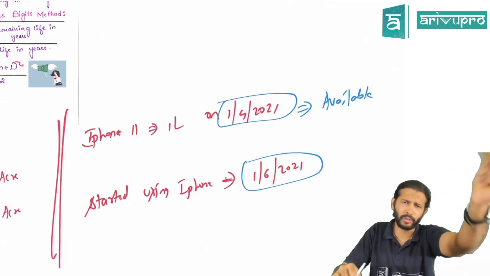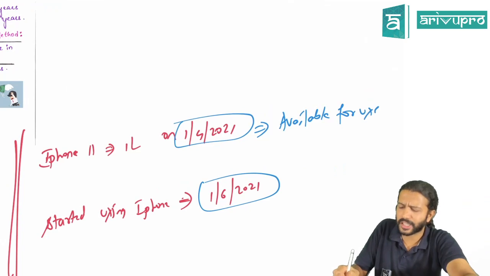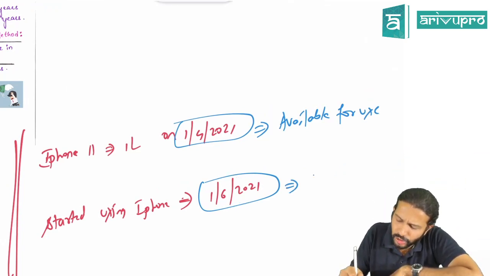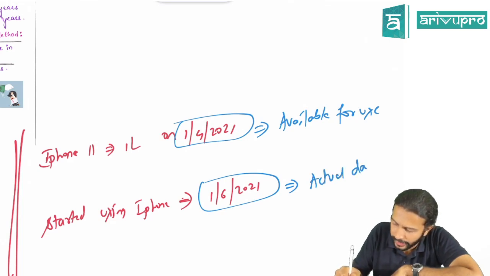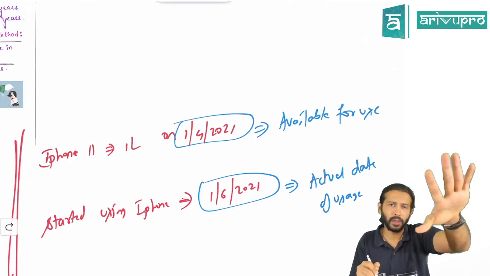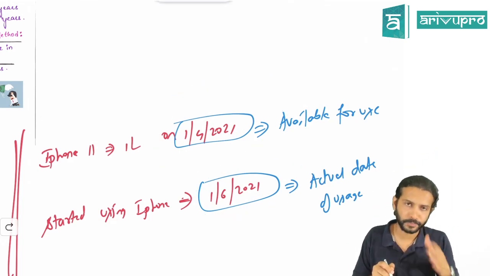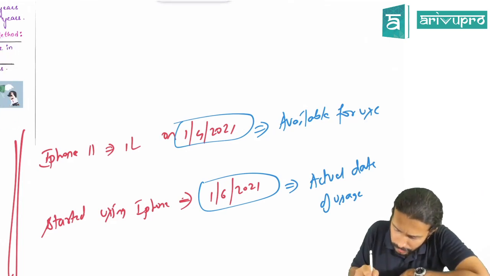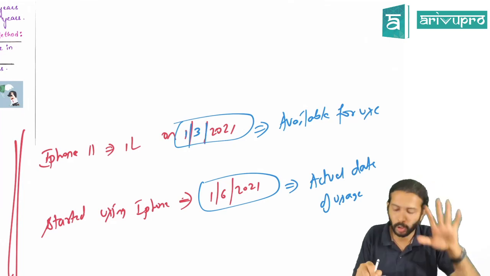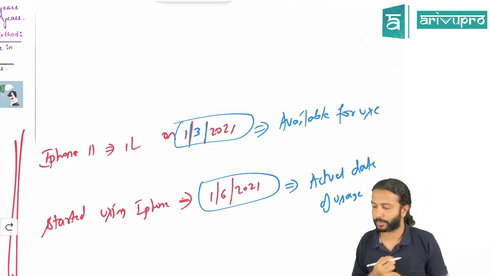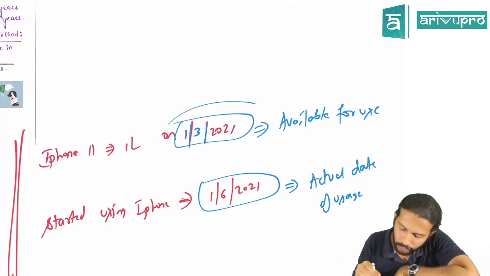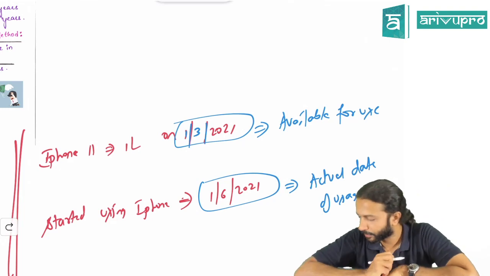If I want, I could have started using this phone from 1st April 2021 only. Okay, but this is the date on which I actually started using it. Actual date of usage. If I want, I could have started using it from 1st April, but I started using it from 1st June. Okay, let me just make the example a little interesting. I'll make this 1st March instead of 1st April. Okay, I bought on 1st March. I started using on 1st June. Now you tell me, which date should I start calculating depreciation from? Should I calculate from 1st March or 1st June?